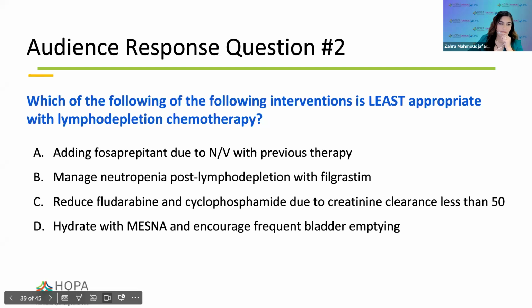Which of the following interventions is least appropriate with lymphodepleting therapy? Is it A, adding fosaprepitant due to nausea and vomiting with previous therapy, B, manage neutropenia post-lymphodepletion with filgrastim, C, reduce fludarabine and cyclophosphamide due to creatinine clearance less than 50, or D, hydrate with mesna and encourage frequent bladder emptying? And remember, least appropriate.